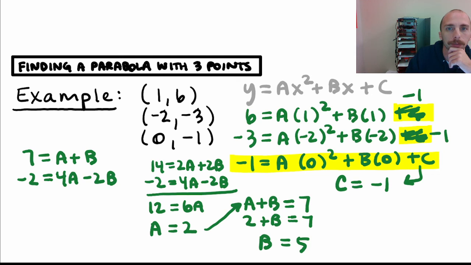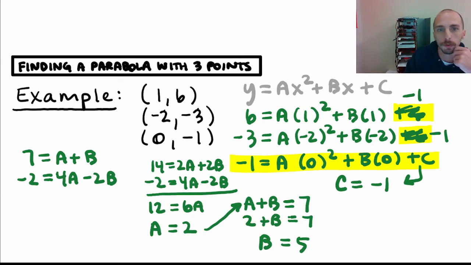All right, there it is. Okay, so I started off, I know I'm going for y equals ax squared plus bx plus c. I'm going to plug in x equals 1, y equals 6, x equals -2, y equals -3, and x equals 0, y equals -1 to get myself 3 equations to set up the system. And then I'm going to solve it the same way I've been doing it throughout this year.